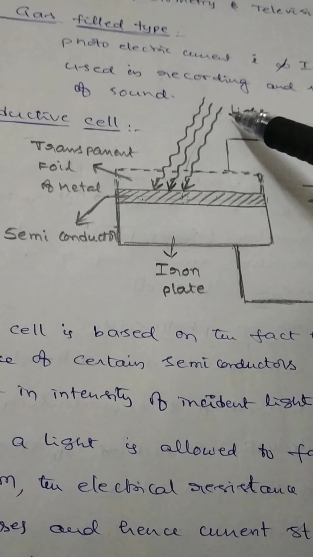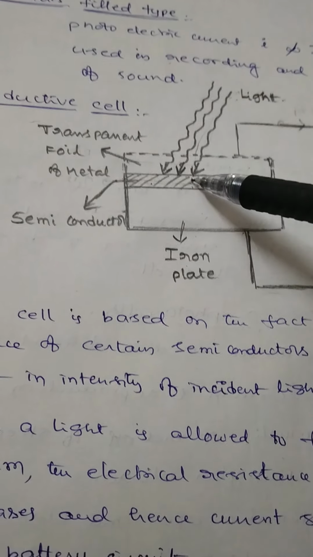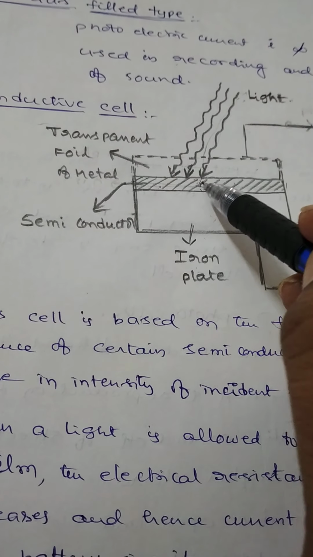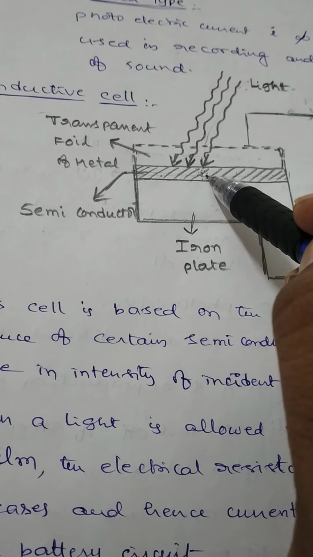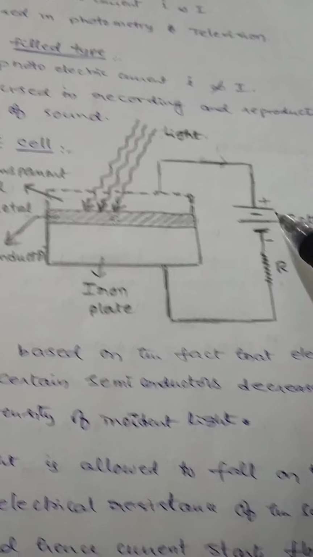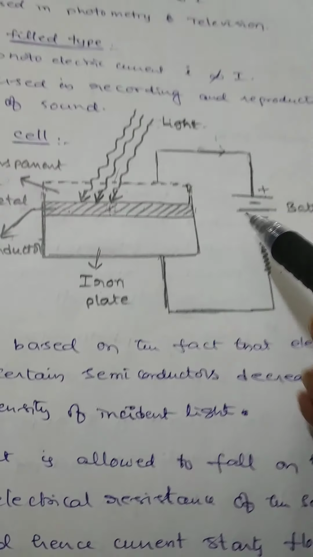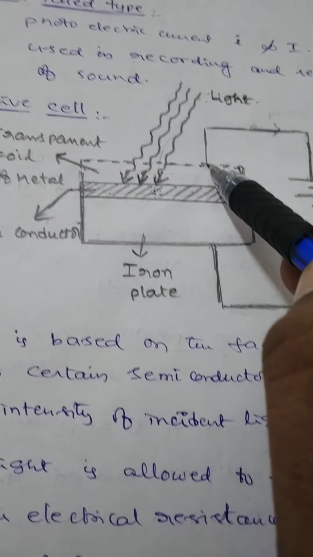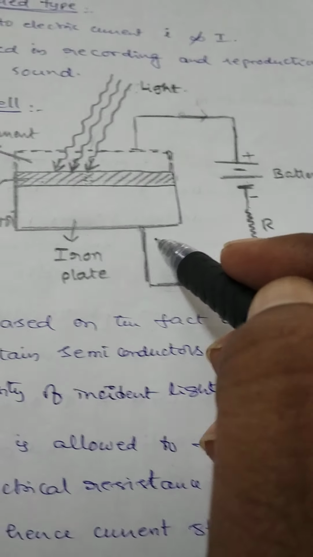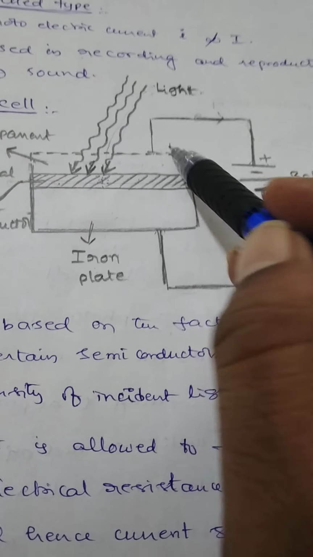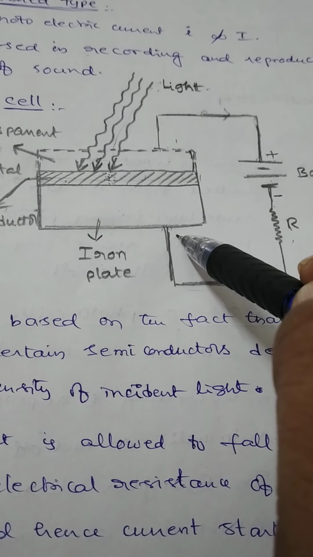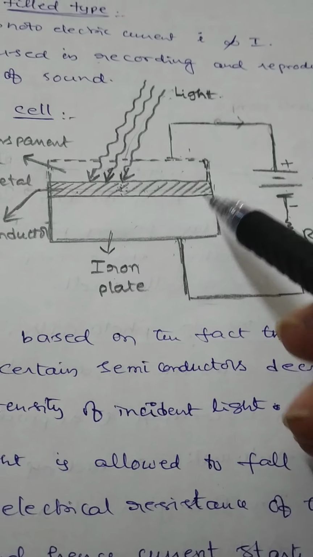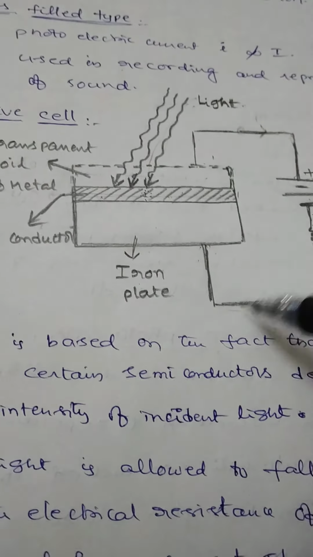Suppose a light of sufficient energy is made to be incident on the semiconductor. This light will heat up the semiconductor so that the resistance of the semiconductor decreases. If the resistance decreases, the current starts flowing through the external circuit from the battery. Generally, the battery's positive polarity is connected to this transparent foil. Negative polarity is connected to the iron plate. These two will provide a potential difference. Again, resistance in between these two terminals decreases. That means there is an ability for electrons to flow inside the closed circuit.